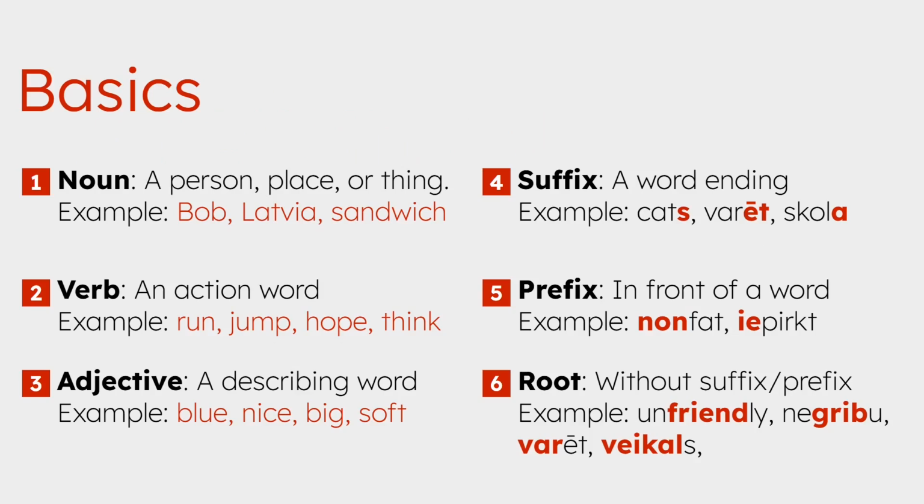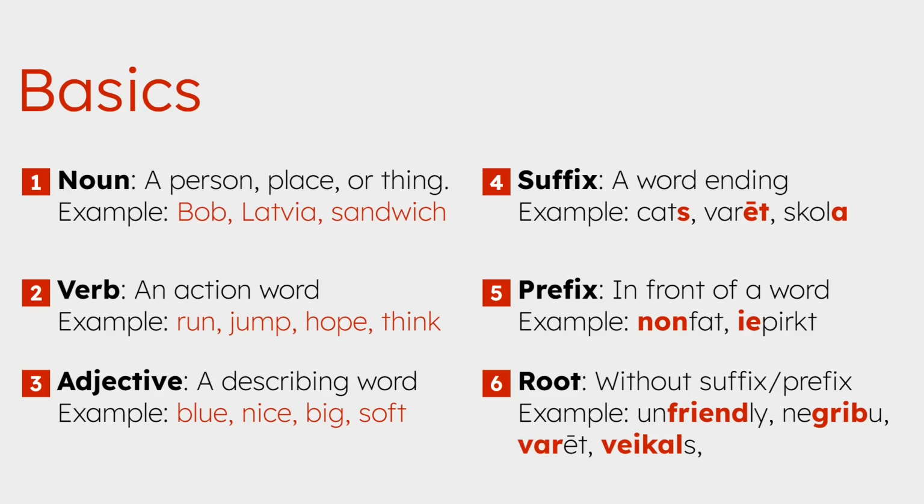We're going to start with the basics. So first we need to know these kind of linguistic terms so that it's easier to understand. A noun is a person, place, or a thing. So for example, Bob is a person, Latvia is a place, and a sandwich is a thing. Verbs are action words. So for example, running, jumping, hoping, thinking.